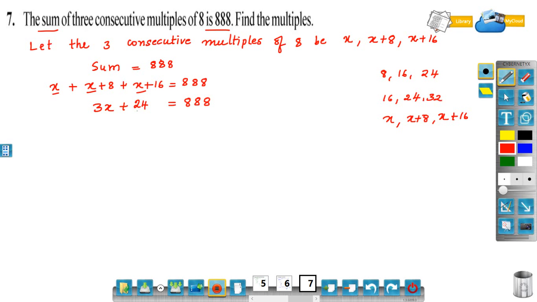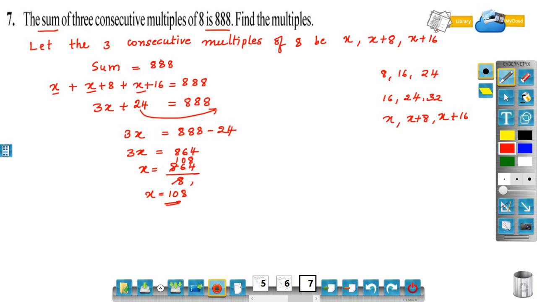Now move 24 to the right side. So 3x is equal to 888 minus 24. 888 minus 24 is 864. So x is equal to 864 by 8. 8 ones are 8. 6 is lesser than 8, so 0. Then take 2 digits, 64. 8 eights are 64. So x is equal to 108.